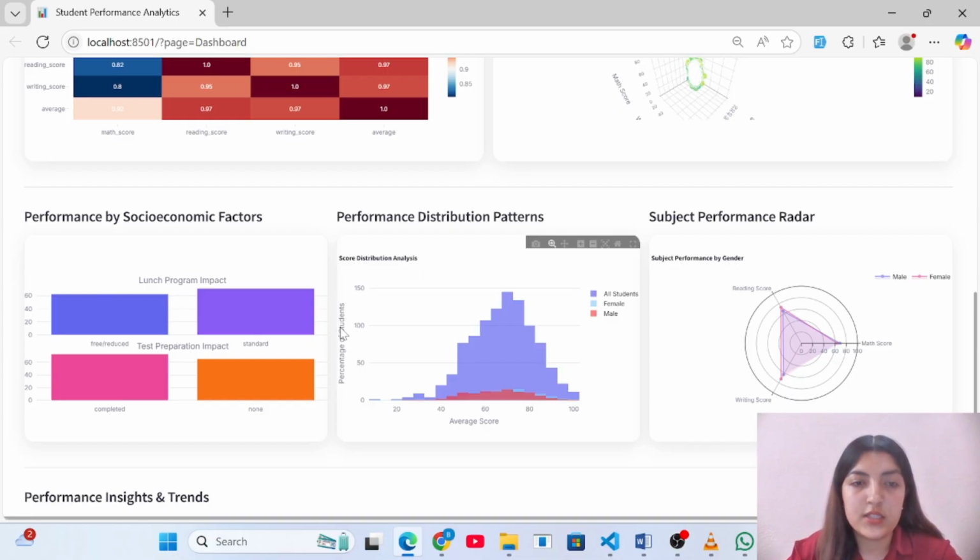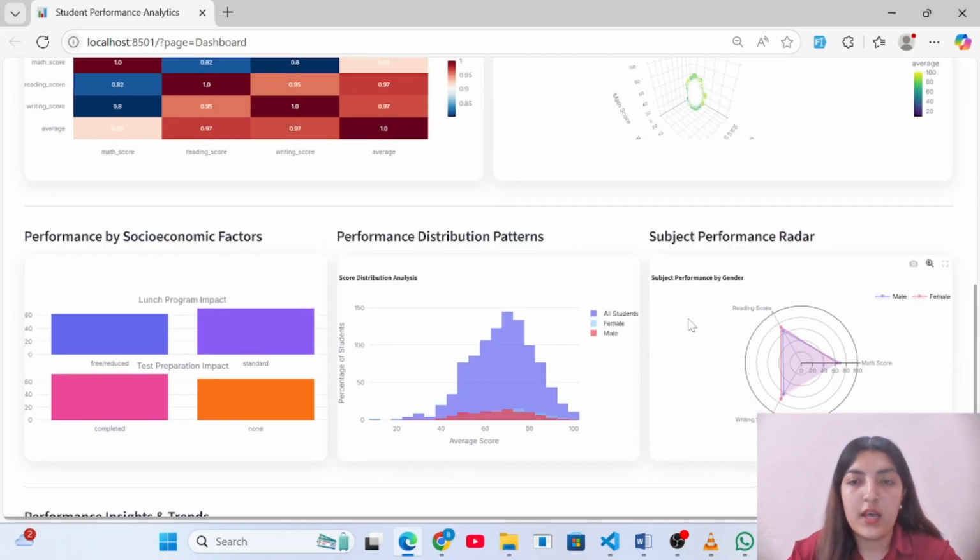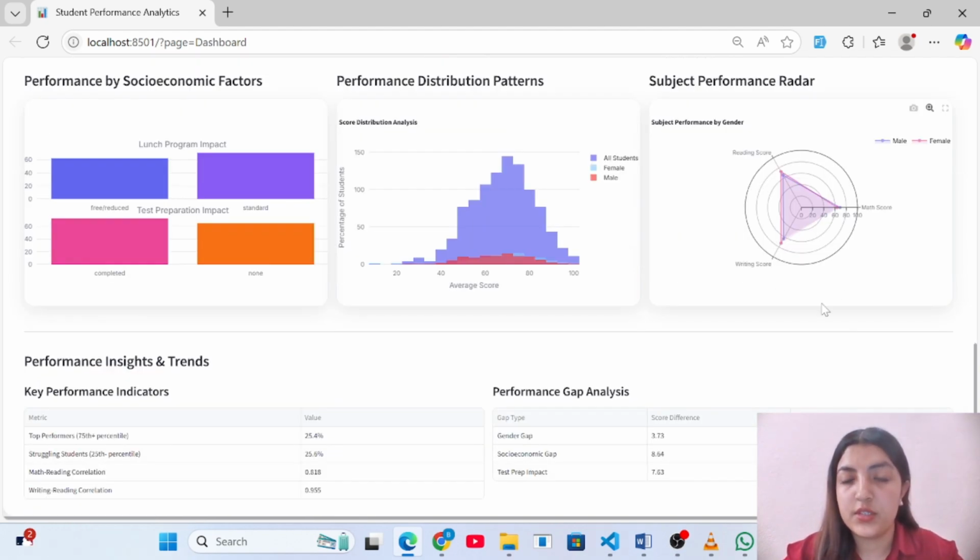The next one is the score distribution analysis. On average, you can see the females and the males and all of the students. And the next one is the student performance radar visualization, which is subject performance by gender. Looking at this visualization, we can analyze that the females are better in reading and writing compared with the males, whereas males are better in math compared with the females.